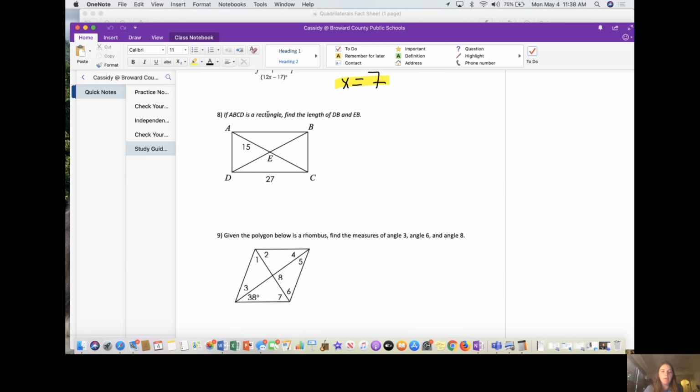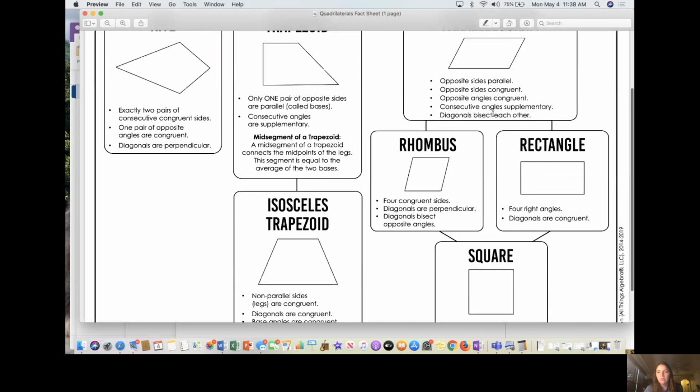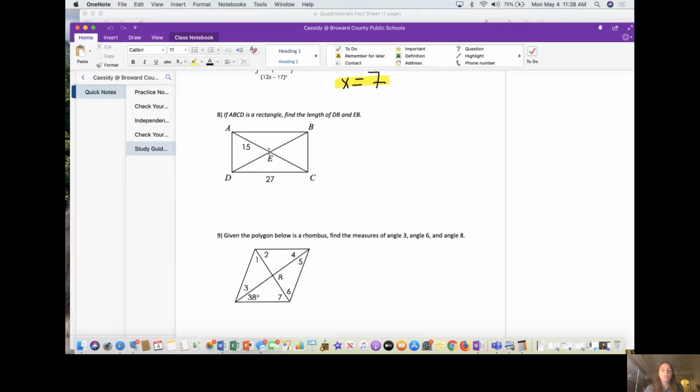All right, number 8. If ABCD is a rectangle, find the length of DB and EB. Also, what we need to remember with rectangles about their diagonals is that diagonals are congruent. We also know from parallelograms that the diagonals bisect each other, which means they cut each other right in half. So knowing that the diagonals are congruent and that they bisect each other, we know that AE is congruent to EC, DE is congruent to EB, and they're all congruent to each other. So AE equals 15, EB equals 15, EC equals 15, and DE equals 15.